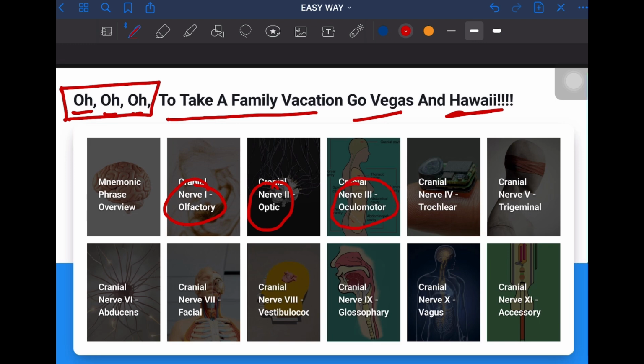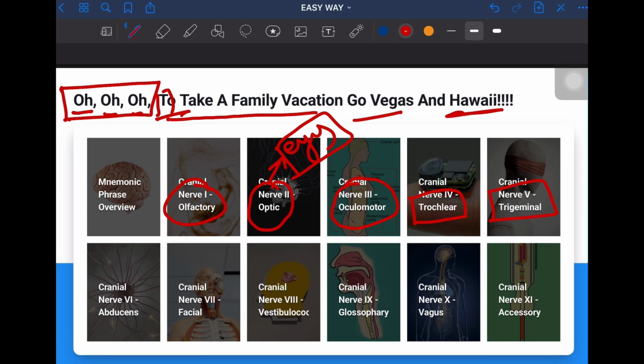So how to remember: the middle O is optic, which is related to eyes. So the middle one is optic. So these are the first three: olfactory, optic, oculomotor. Then let's go further. The next is "to take", TT. So the next two, fourth and fifth, are T. T for fourth is trochlear and fifth is trigeminal, trochlear and trigeminal.